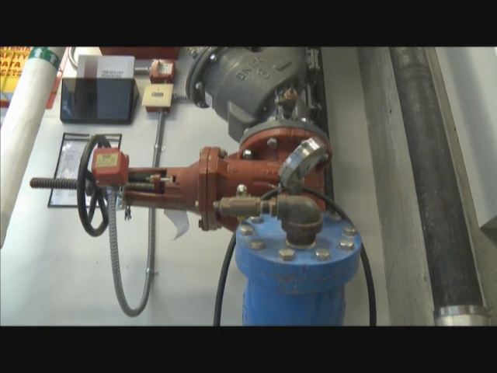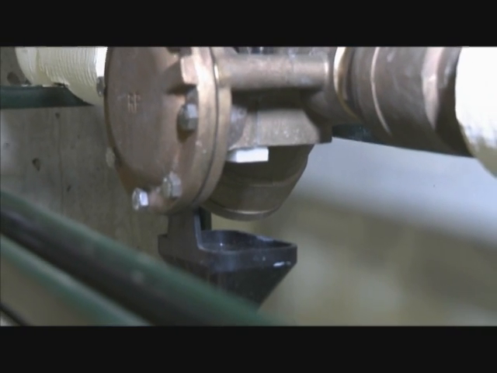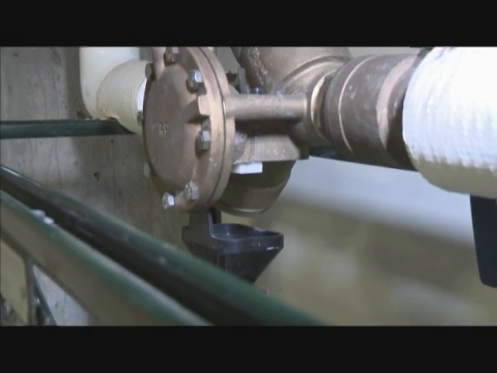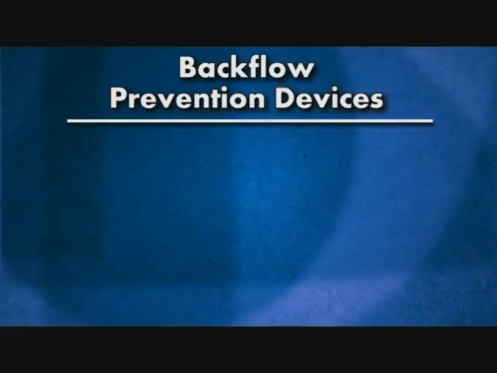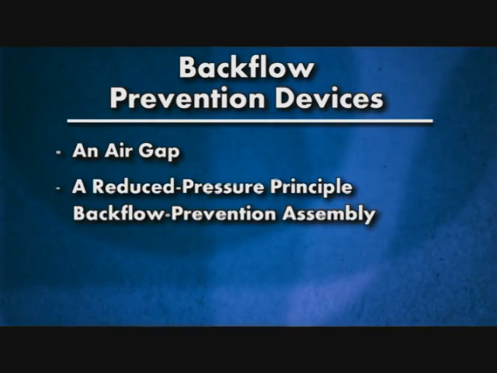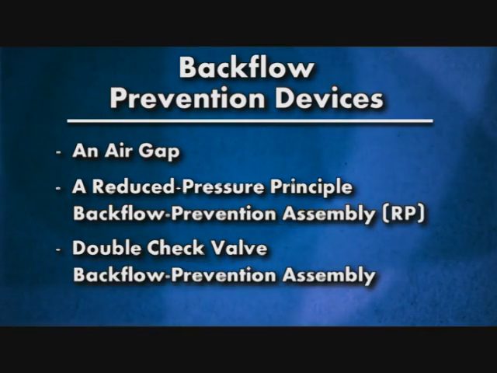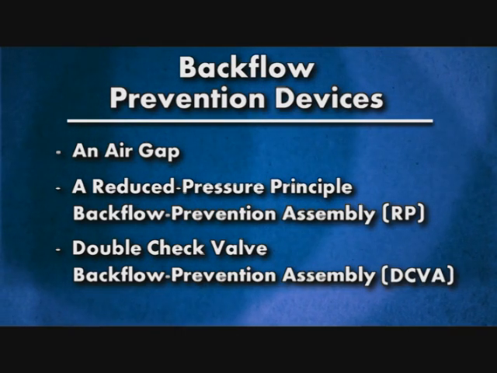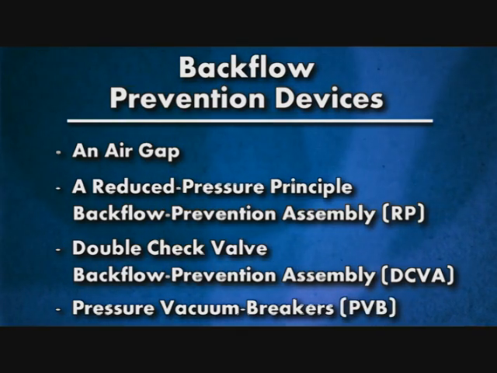Many devices can prevent backflow of contaminants into a water system. The degree of hazard generally determines which of the basic devices should be used. The most common devices include an air gap, a reduced pressure principal backflow prevention assembly, abbreviated as RP, double check valve backflow prevention assembly, or DCVA, and pressure vacuum breakers, abbreviated as PVB.